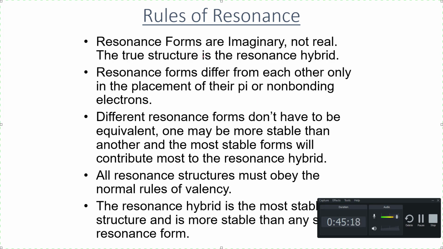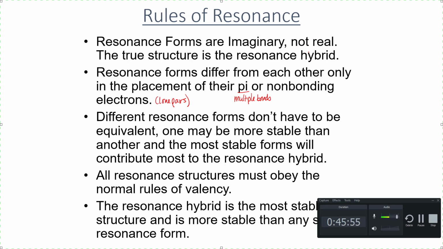First of all, resonance structures, as I've defined them, differ from each other only in the placement of their pi, which means multiple bonds, and their non-bonding electrons, which means lone pairs. Number one, resonance structures are imaginary. They're not real. The true structure is what we call the resonance hybrid, and we're going to write the resonance hybrid for that molecule, the ion that we just drew.